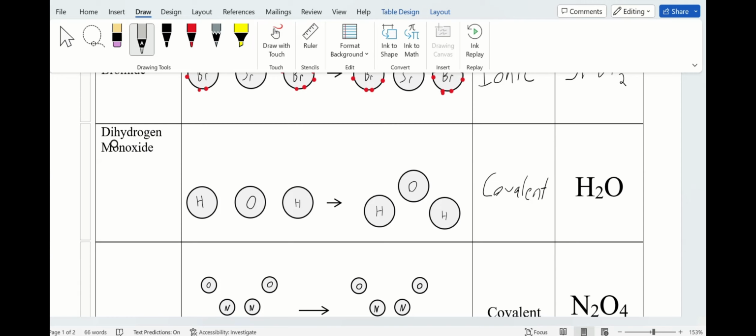Okay, so dihydrogen monoxide, right? That would have been the answer that you guys got. Again, not water. Yes, it is technically water, but that's not the compound name.